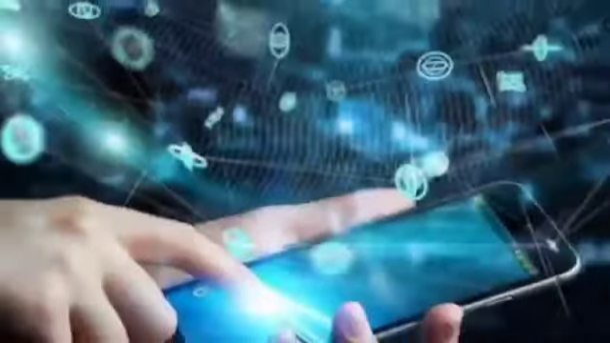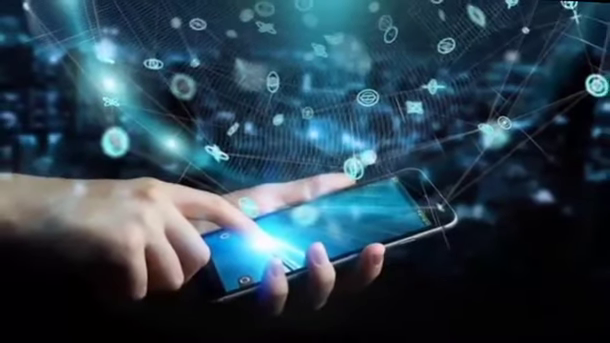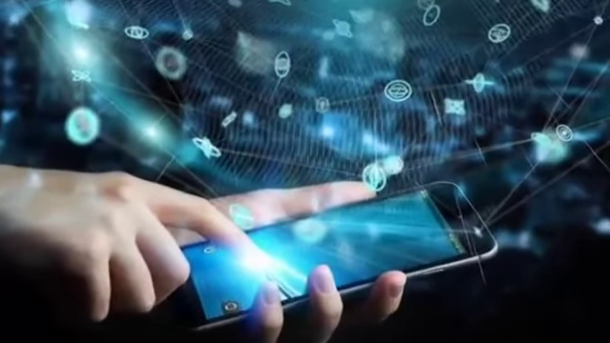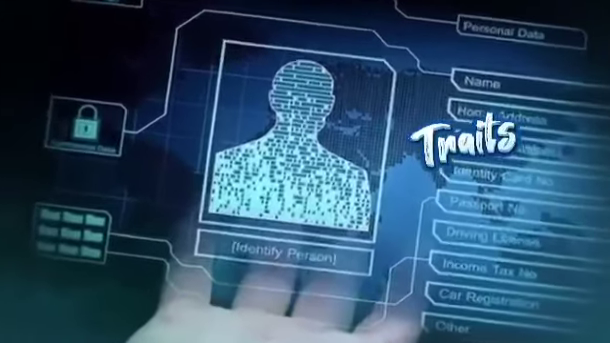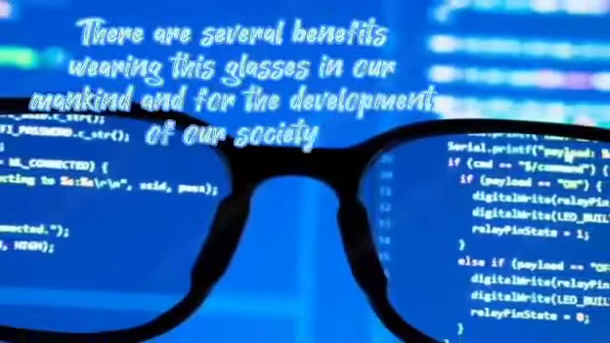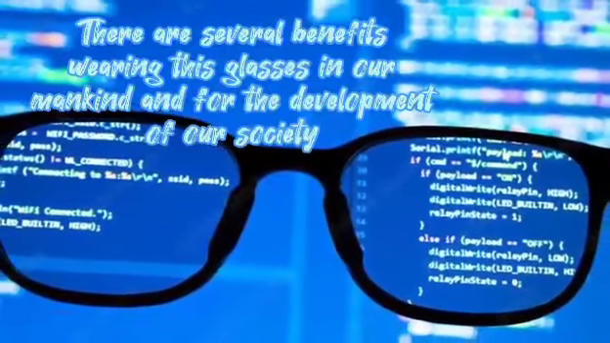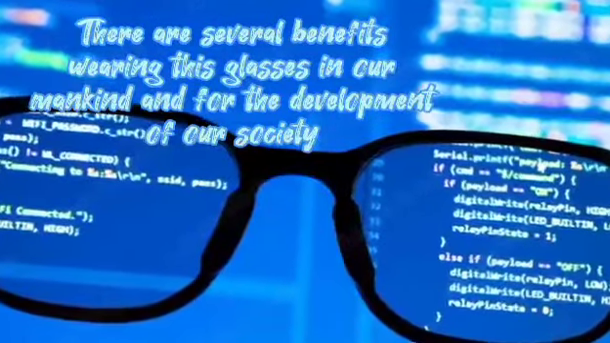Just like other gadgets or applications, this device has biometrics that can verify identity, characteristics, and traits. There are several benefits to wearing these glasses for mankind and for the development of our society. We can easily avoid fake people, scammers, or some kind of harm that might affect your life.